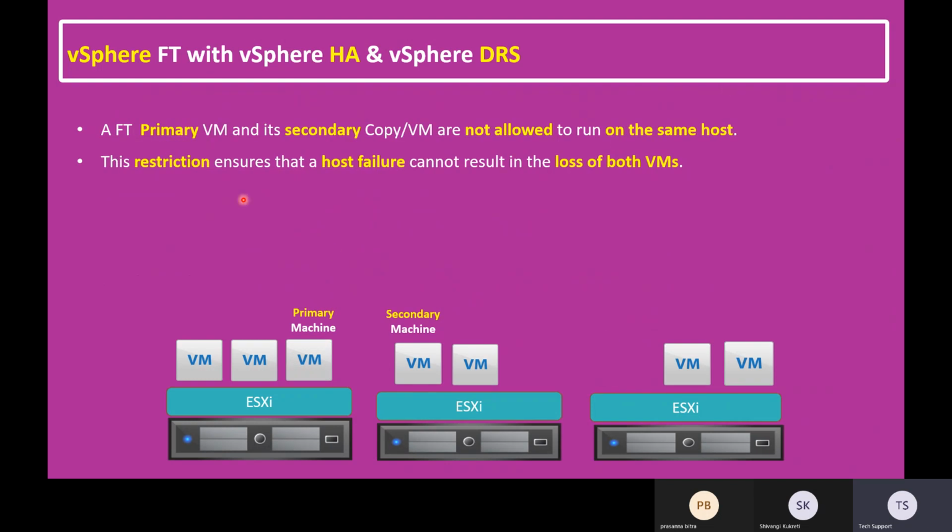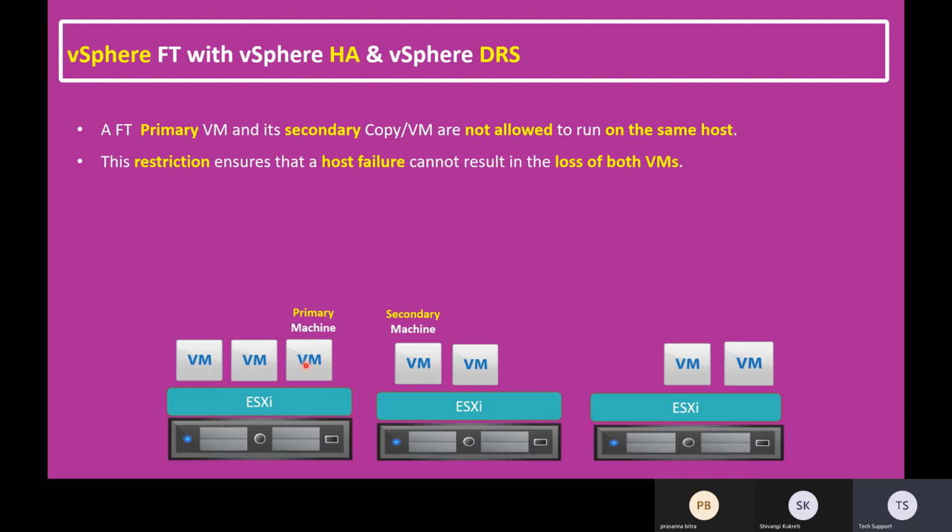Within HA and DRS, an additional point is that an FT primary VM and its secondary copy are not allowed to run on the same ESX host. Even in the diagram, it's not recommended to run on the same ESX host. The secondary copy should always run on a different, separate ESXi host. This restriction ensures that a host failure cannot result in a loss of both VMs. If we maintain both VMs on the same host, even if the host is down, there is no use of enabling fault tolerance. That is the reason VMware recommends always maintaining both VMs on separate ESXi hosts.